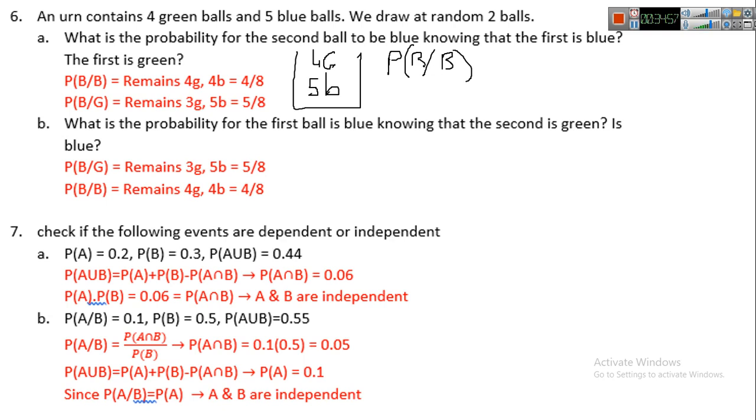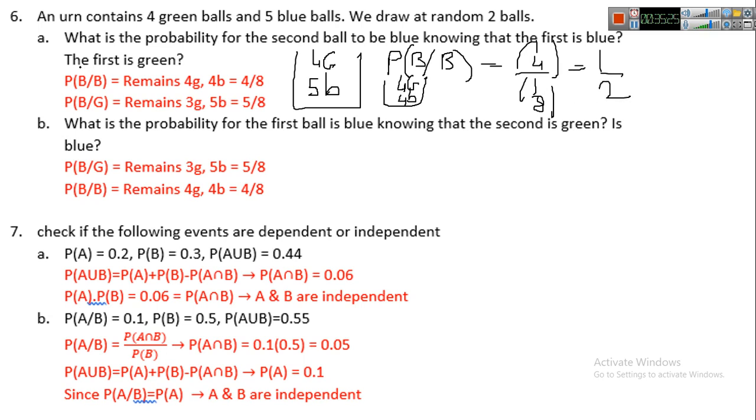I want to draw the first ball and keep it with myself. So what is the probability of picking another blue one? Because I have picked a blue one, I don't have 5 blue anymore. So what remains? 4 green and 4 blue. What is the probability of picking a blue now? It will be 1 out of 4 over 1 out of 8, so 4 over 8, which is half.